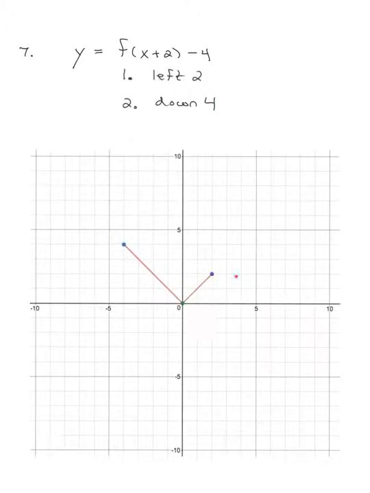I now go to my graph, and I'm going to take each point and run them through these 2 steps. So this point goes left 2, and then it goes down 4 to this spot here. This point goes left 2 and down 4. And this point goes left 2 and down 4 as well. So the whole graph moves that way.